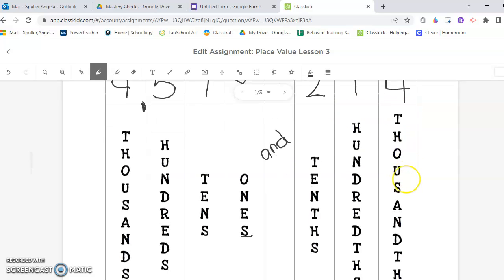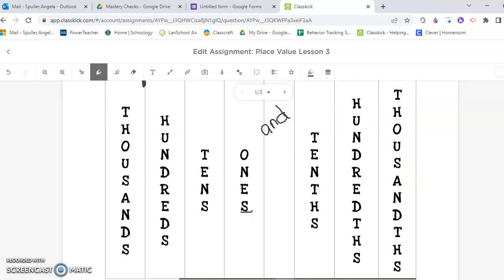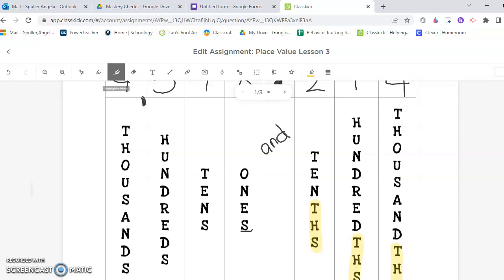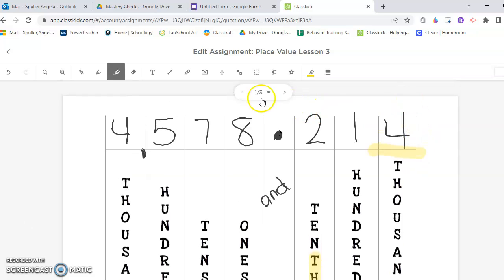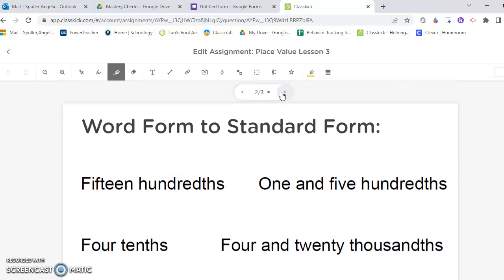214 thousandths. Notice this TH that we put on the end of these numbers. When you see those TH on the ends, then you know you're behind the decimal. And you always read the number by the last place value it's in. So 214 thousandths. Okay. All right. We're going to talk about this more, but that's a good starting point. Let's go ahead and move on.